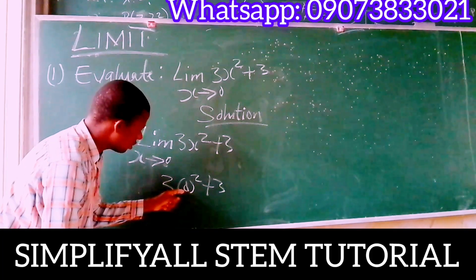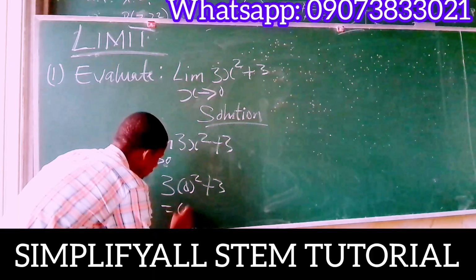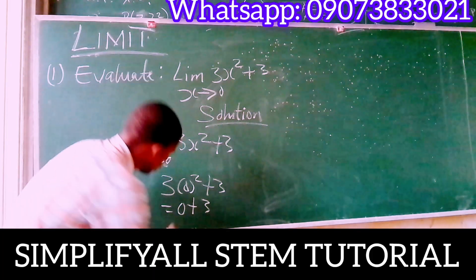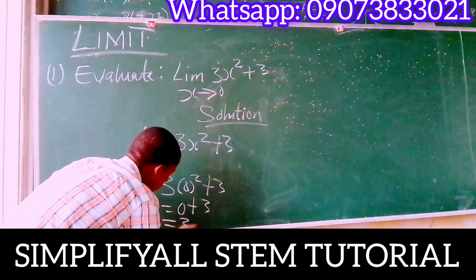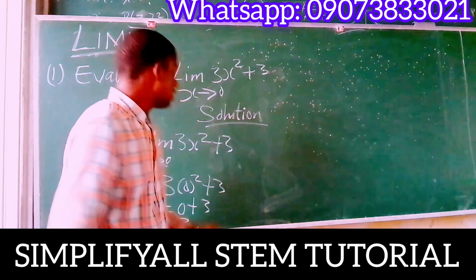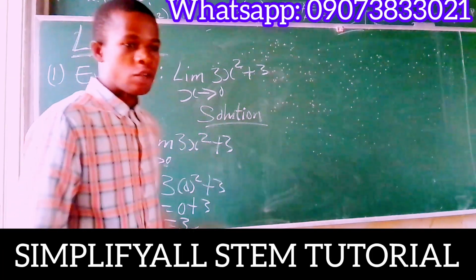You know that 0 square is 0. 0 times 3 is 0. So 0 plus 3 is equal to 3. And this is the final answer. The final answer is 3. Don't forget that. This is how to evaluate this limit, and this is a direct limit. That's how to evaluate it.